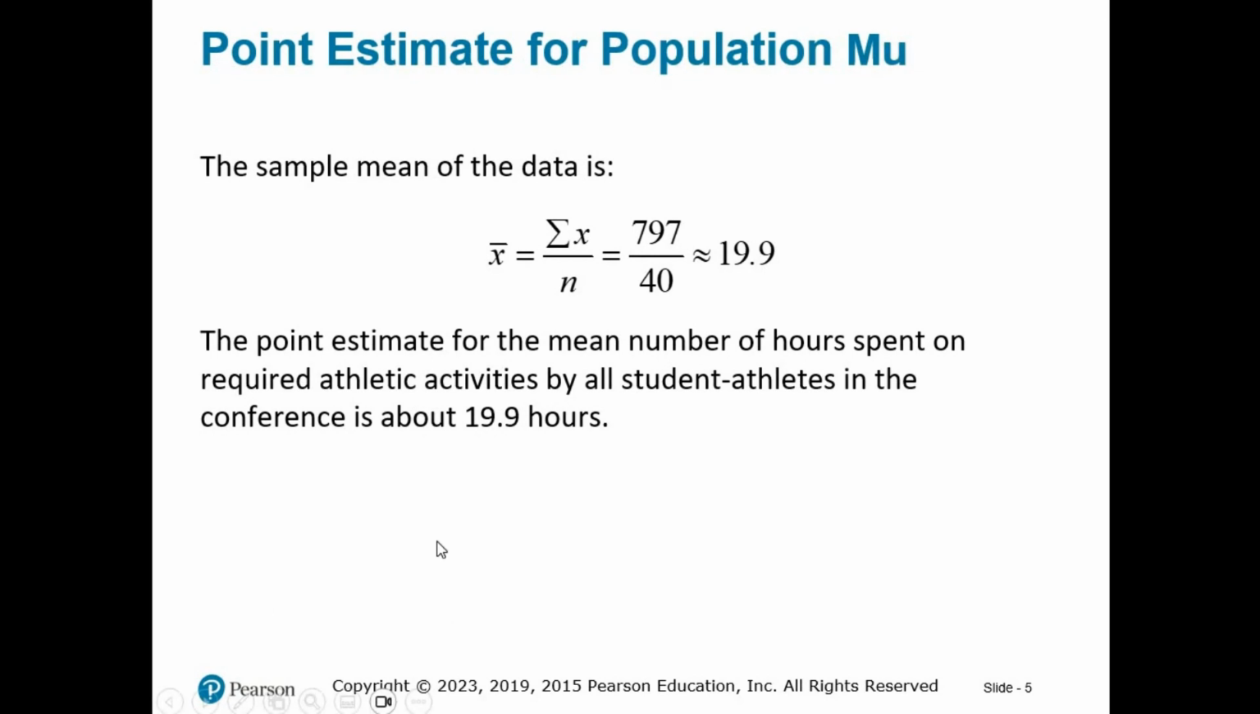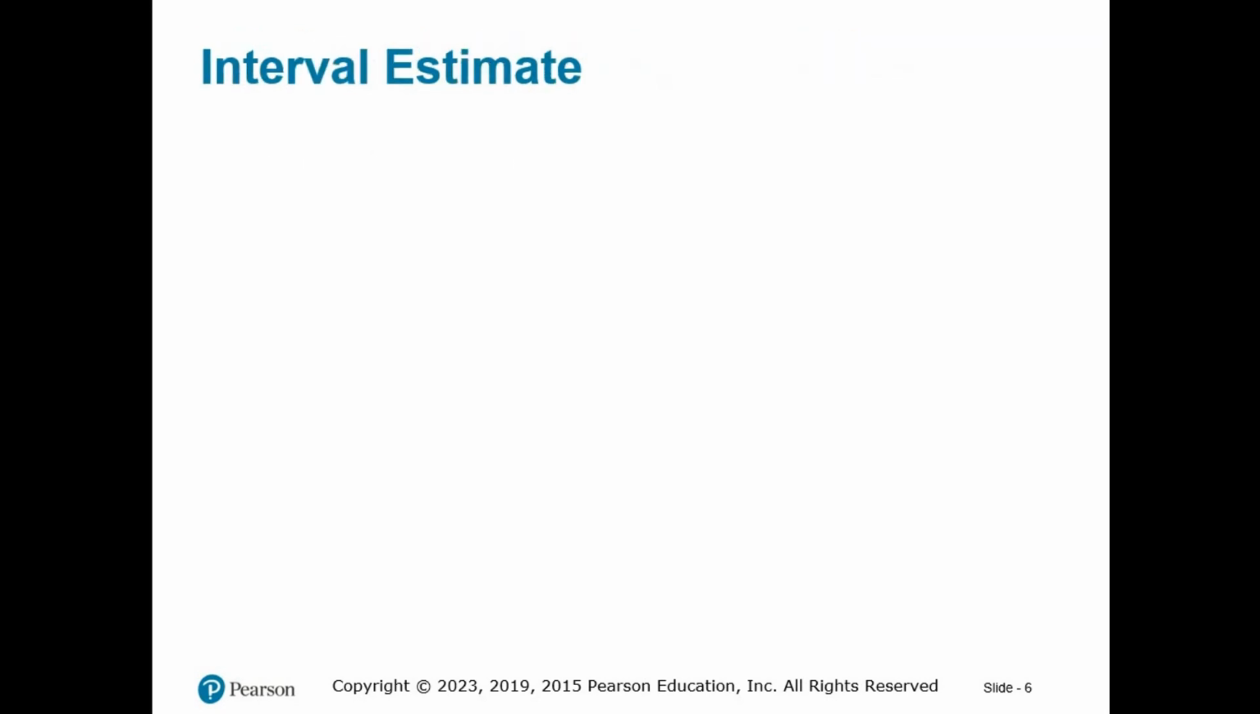A logical question to ask at this point is, what are the chances that the actual population mean is exactly 19.9? We only took a sample size of 40, so that might not be a very high number. What would be better is to have an interval that the true mu could possibly lie within. So to find the interval estimate, we use the point estimate like we just found as the center of the interval, and then we add and subtract something called a margin of error to create the rest of the interval.